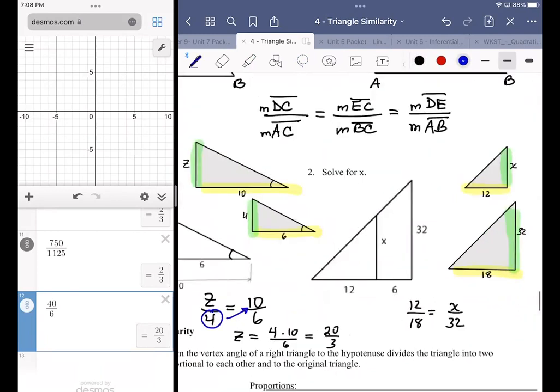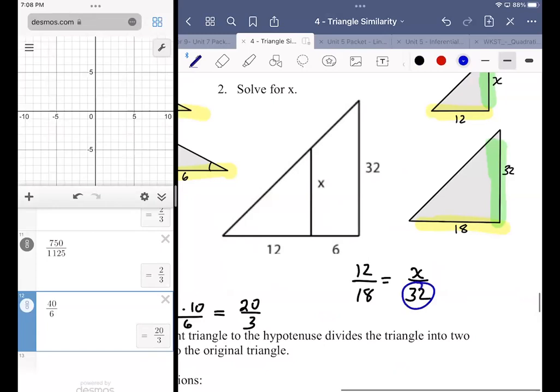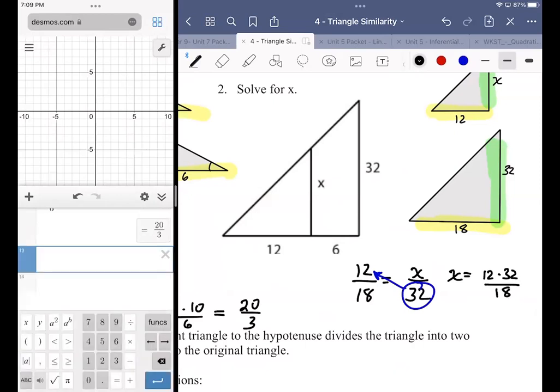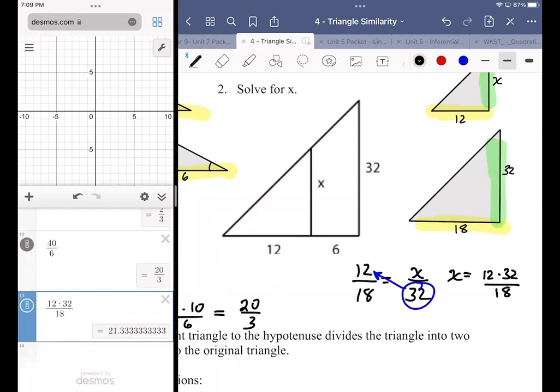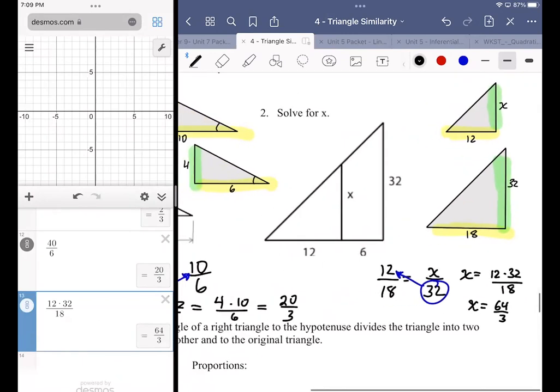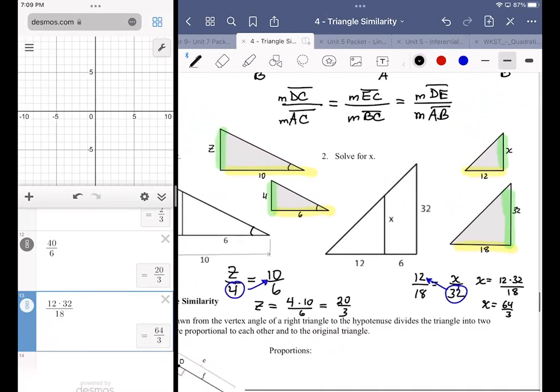All right, but I can regroup here. Take my 32, swing it out up to go with the 12. And we would be looking at x is equal to 12 times 32 over 18. And then you can crunch that in the calculator. Again, decimal value, so kick it over to fraction form. You're looking at x is equal to 64 over 3.